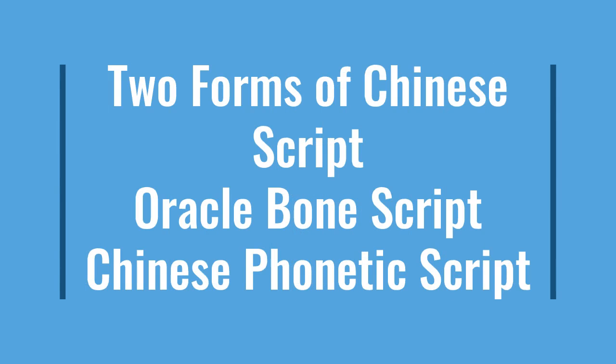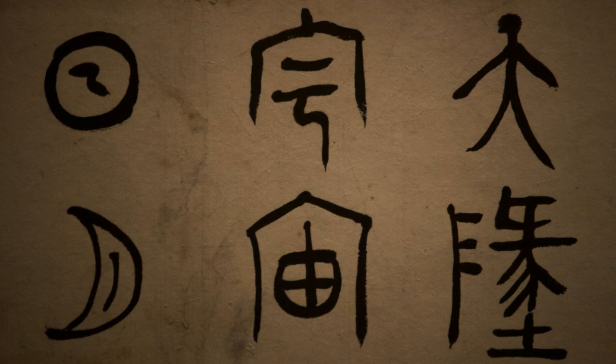In this presentation, I would like to discuss two forms of Chinese script. First is oracle bone script, and the other script is Chinese phonetic script. You're now looking at an example of oracle bone script. This is the oldest form of Chinese writing, dating from the 2nd millennium BCE.